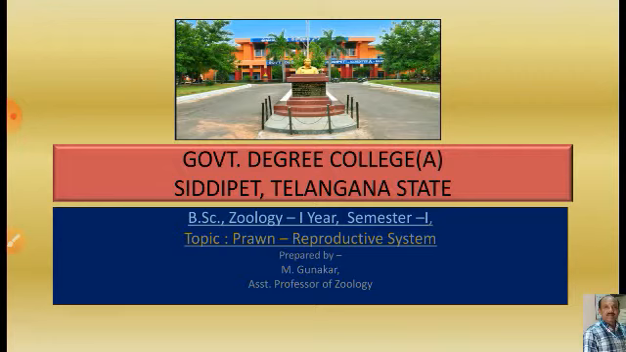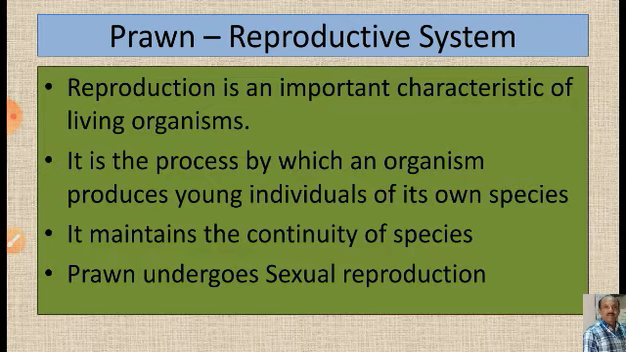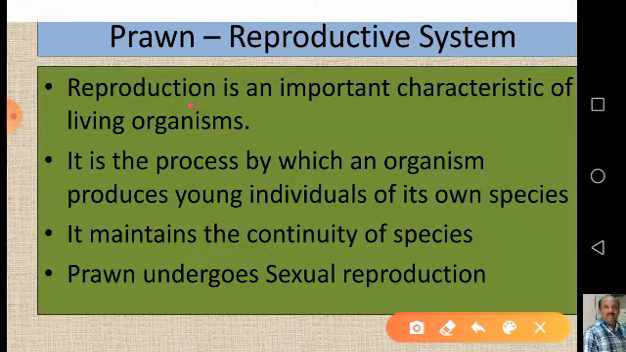Today, let us discuss the prawn reproductive system. Reproductive system or reproduction is an important characteristic of all living organisms, and it is the process by which an organism produces young individuals of its own species to maintain the continuity of race.